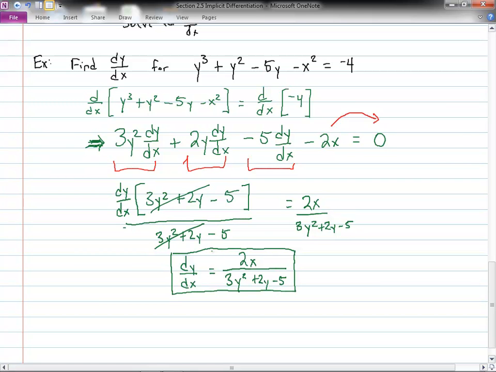Okay? You think you guys can do that? All right, why don't you give it a try? Another one very similar to this. On your own, do the same thing. Find dy dx, and let's say I had y squared plus x squared minus 2y minus 4x equals 4. All right, give that a shot on your own.